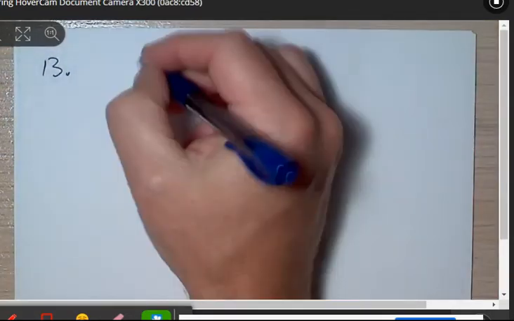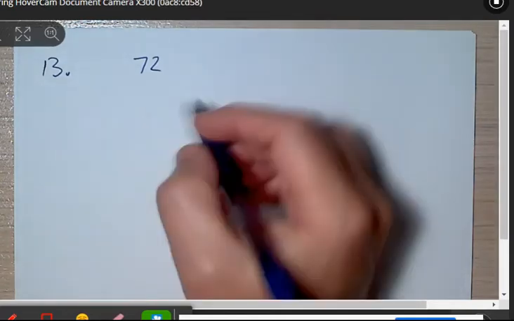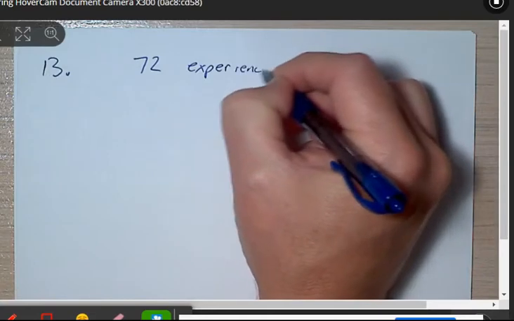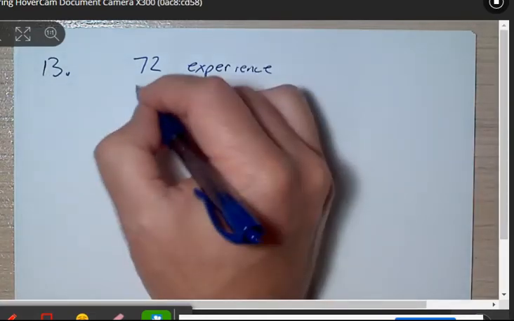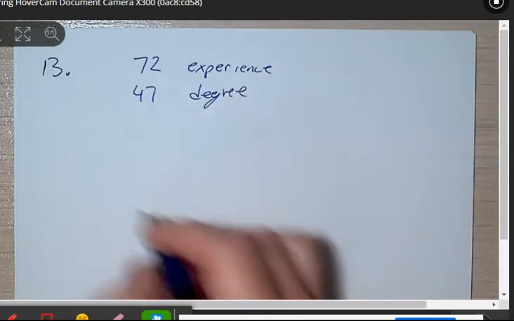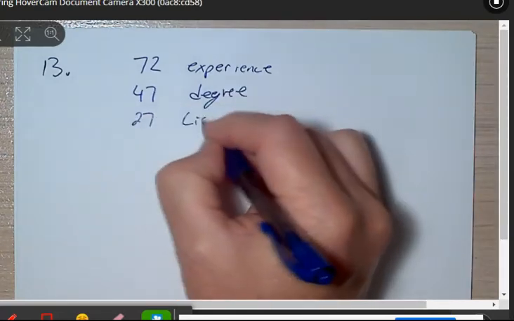All right, 13. Okay, and this is one, again, I remember doing this one of the homework sections we had. Maybe different numbers. I'm just going with the sample problem that we had here. It tells you that this was a real estate company receiving applications for people for a job. There were 72 people with experience. There were 47 people with a degree. There were 27 people with a license.